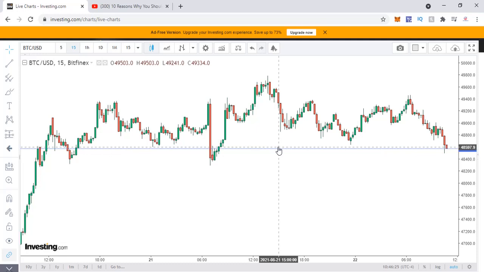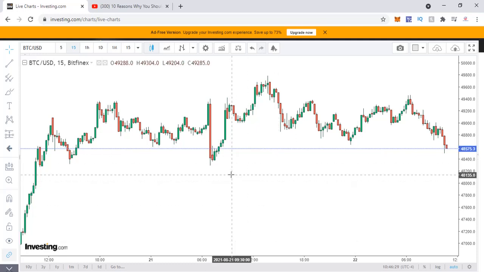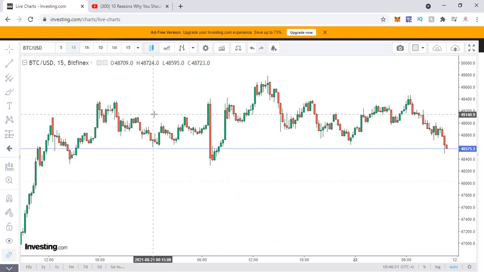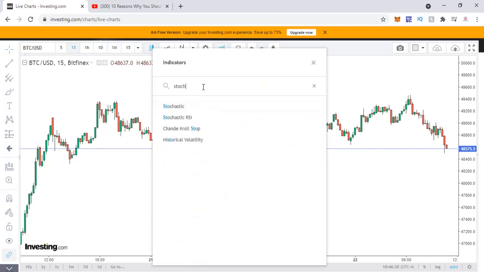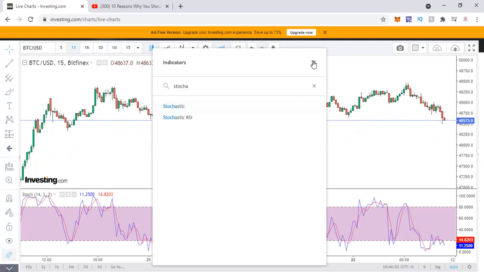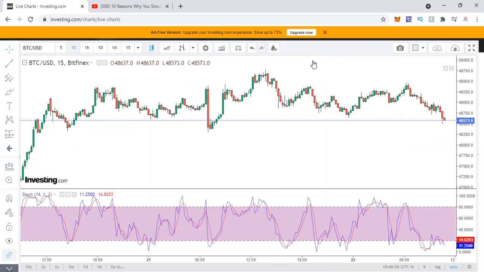So moving on to our education platform, which is investing.com. Without wasting any time, let me take you straight away to the indicators section, and we are going to search for the stochastic. You can see there is a stochastic and there is a stochastic RSI over here. Today I'm going to cover the stochastic, and stochastic RSI I'm going to cover later. So we choose stochastic over here.